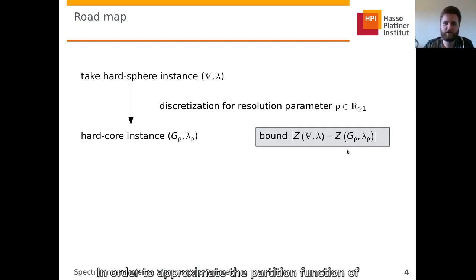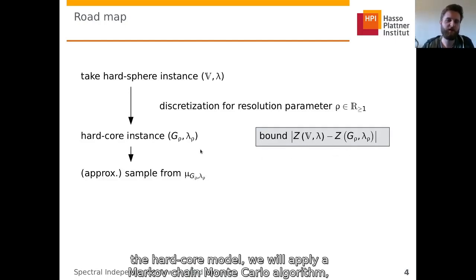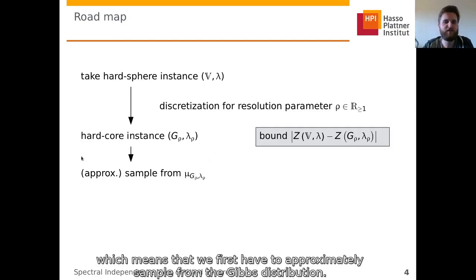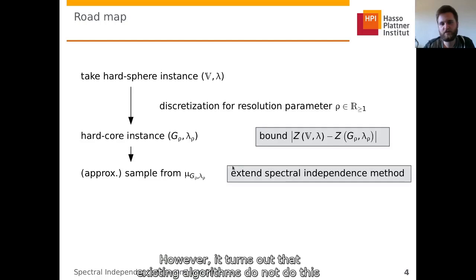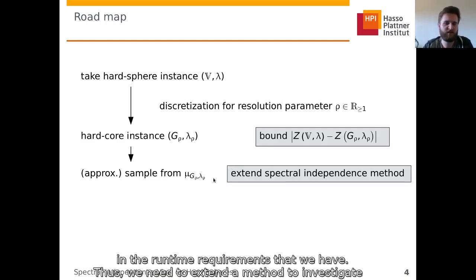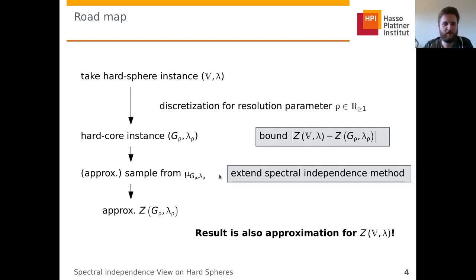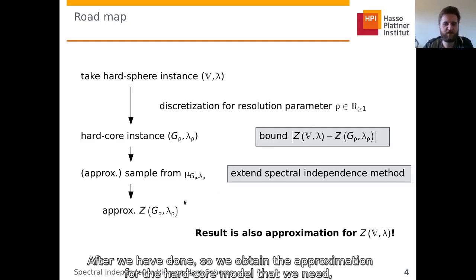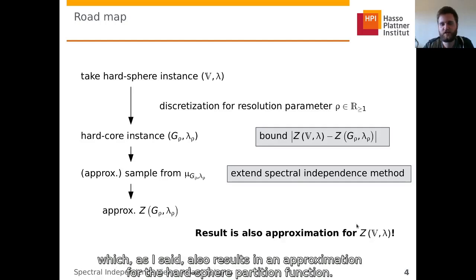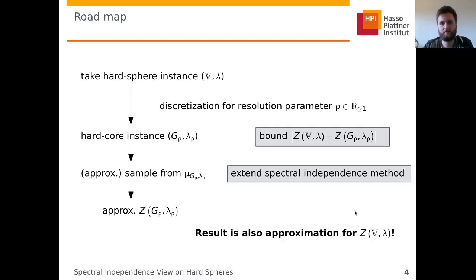In order to approximate the partition function of the hardcore model, we will apply a Markov chain Monte Carlo algorithm, which means that we first have to approximately sample from the Gibbs distribution. However, it turns out that existing algorithms do not do this in the runtime requirements that we have. Thus, we need to extend a method to investigate such Monte Carlo Markov chain algorithms known as the spectral independence method. After we've done so, we obtain the approximation for the hardcore model that we need, which, as I said, also results in an approximation for the hard sphere partition function.